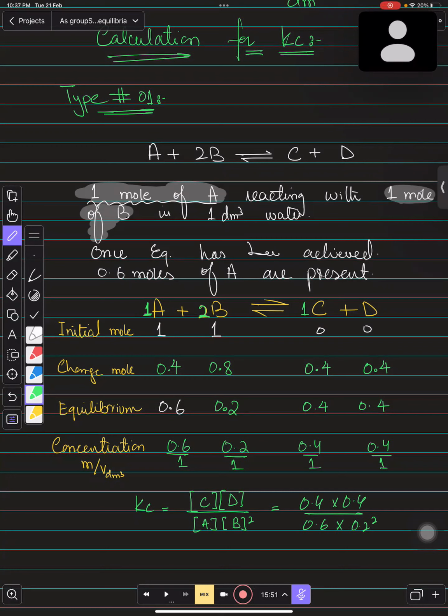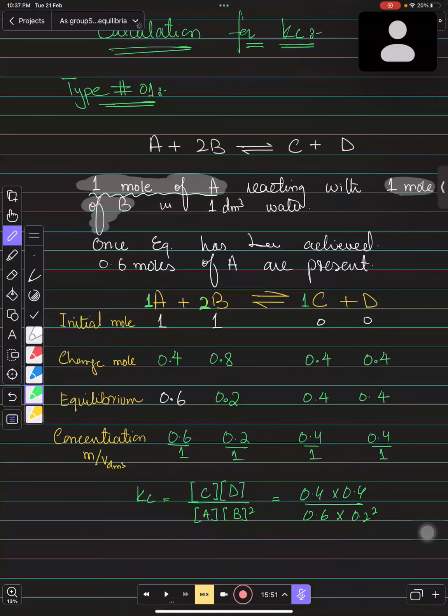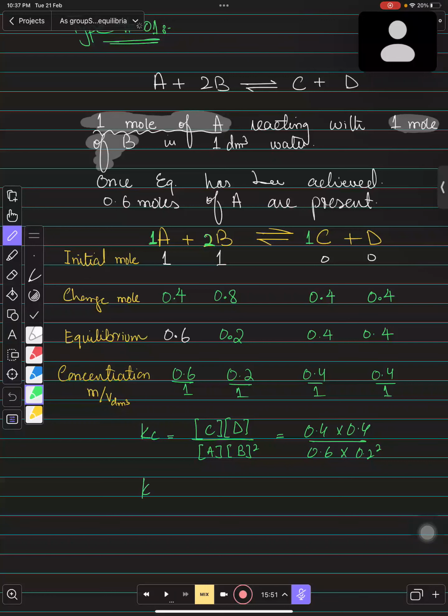क्या आंसर आता है? Let's see. So here it is 0.4 into 0.4 और नीचे है 0.6 into 0.2 का square. So it is giving us 6.667. And if you talk about the unit for this, so we can see this. हमारे पास नीचे 3 है, तो इसका मतलब ये हुआ कि mole inverse decimeter cube. Is that right, every one of you?